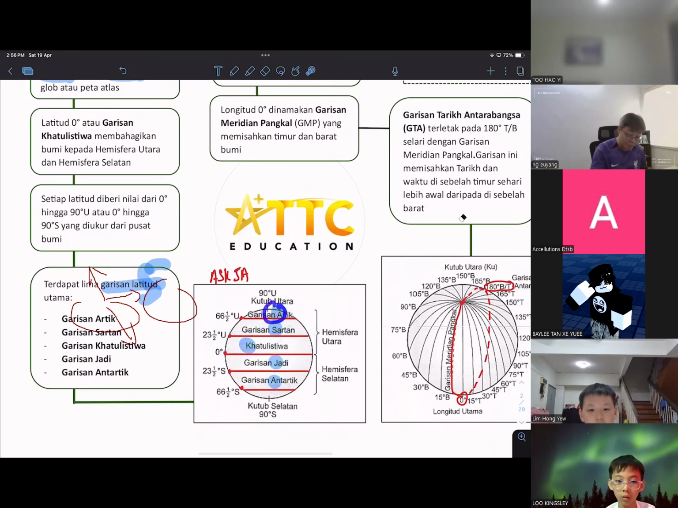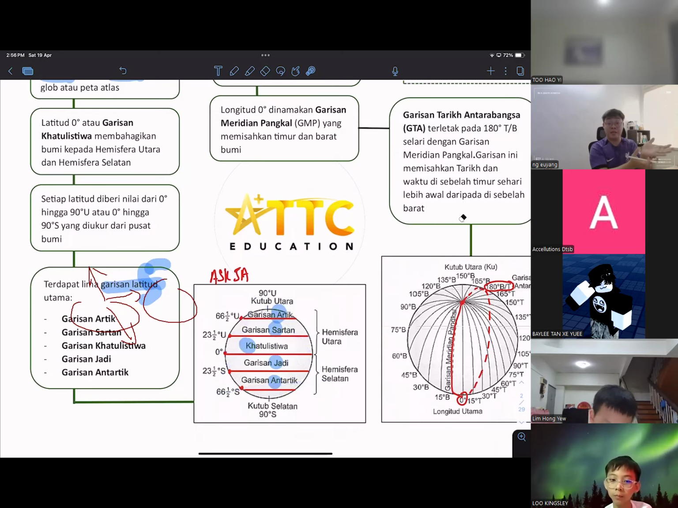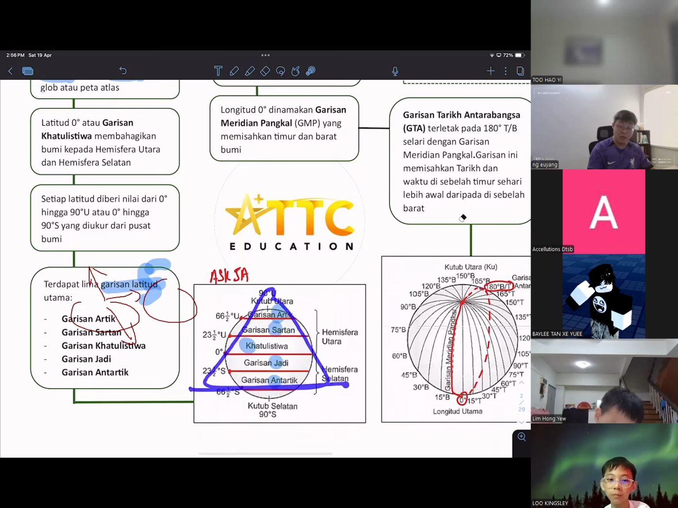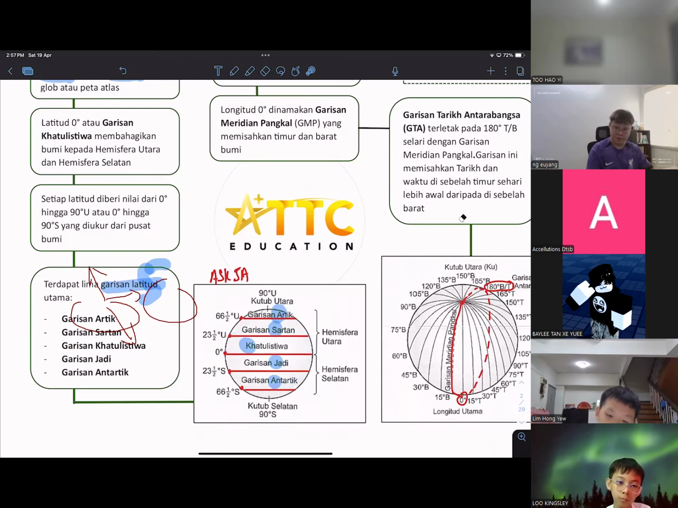So the A, we have 2 types. One is arctic, one is antarctic, right? So remember, in order to build a better foundation, the foundation has to be longer. So that's why antarctic is longer, arctic is shorter. On top here is arctic, below is antarctic. That's why ask ja for your 5 latitude.